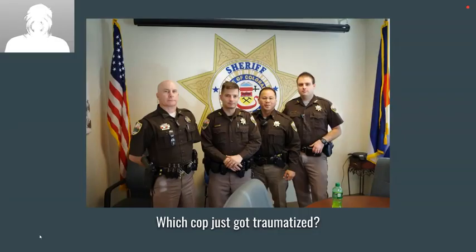These four just happened to pose for me because we were in the conference room together. But if you look at them, I'd say, which cop just got traumatized? As you can see, they're all wearing uniforms. They all look the same. They have the same facial expression. They all perform their jobs. Metaphorically, one of these officers was just traumatized. And because of the uniform, because of the culture, because of the left brain emphasis, you can't tell which one of these is traumatized. And that officer may not know.